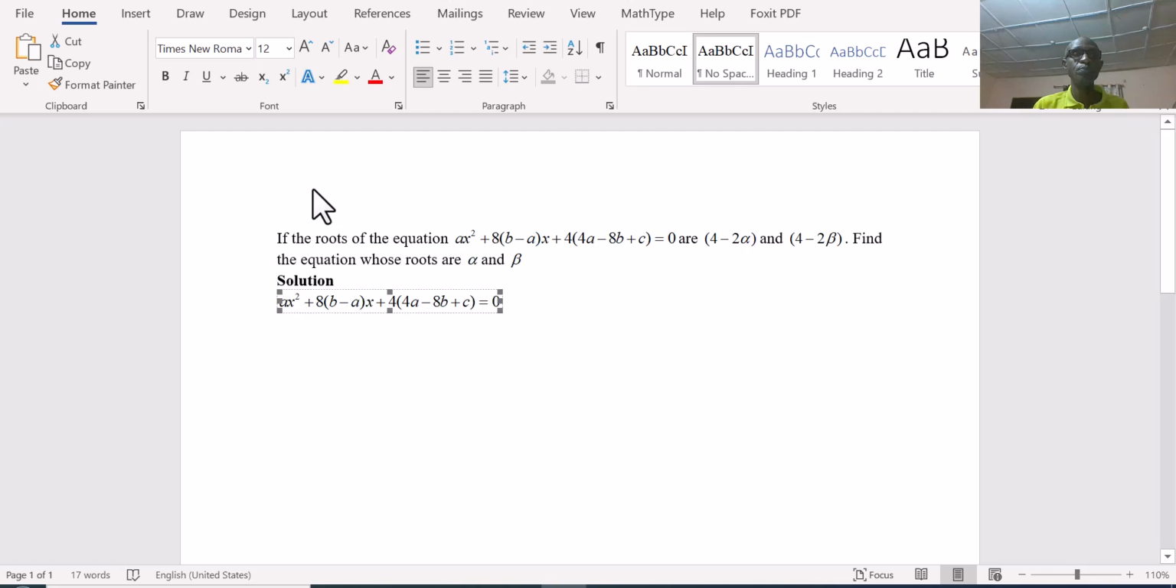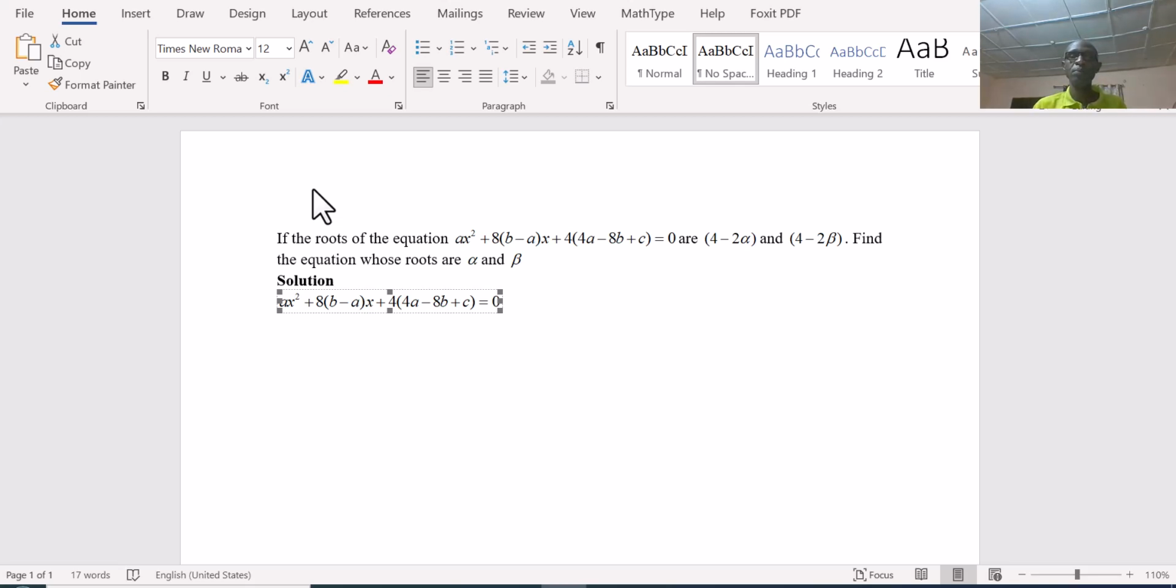Okay, we are given this problem. Find the root of the equation ax² plus 8(b minus a)x plus 4(4a minus 8b plus c) equals 0 are 4 minus 2 alpha and 4 minus 2 beta. Find the equation whose roots are alpha and beta.